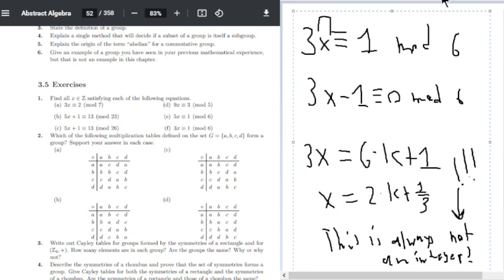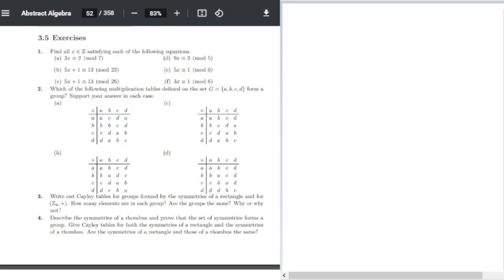Okay. Alright, I won't be that lazy again. Okay. So, which of the following multiplication tables defined on the group G equals {A, B, C, D} forms a group? Support your answer in each case.